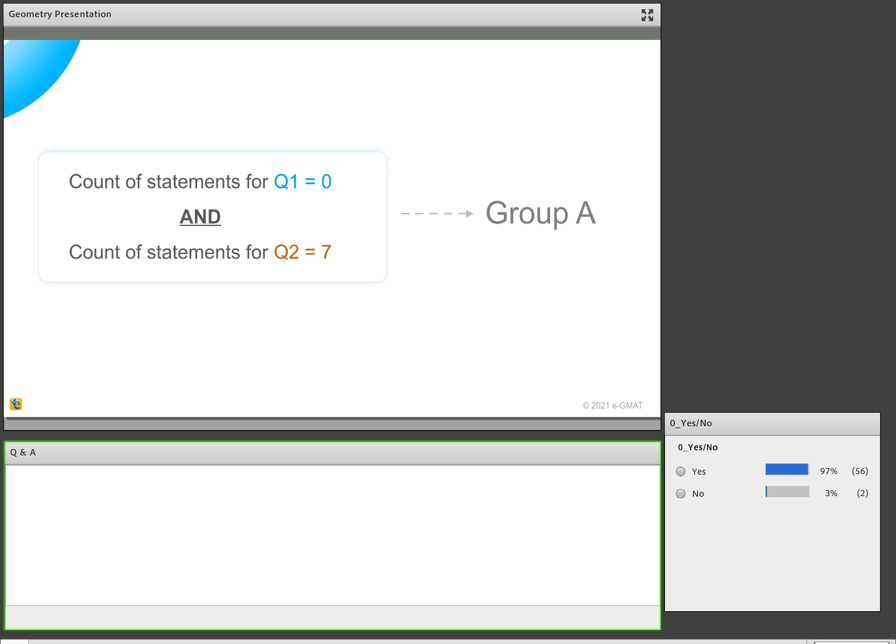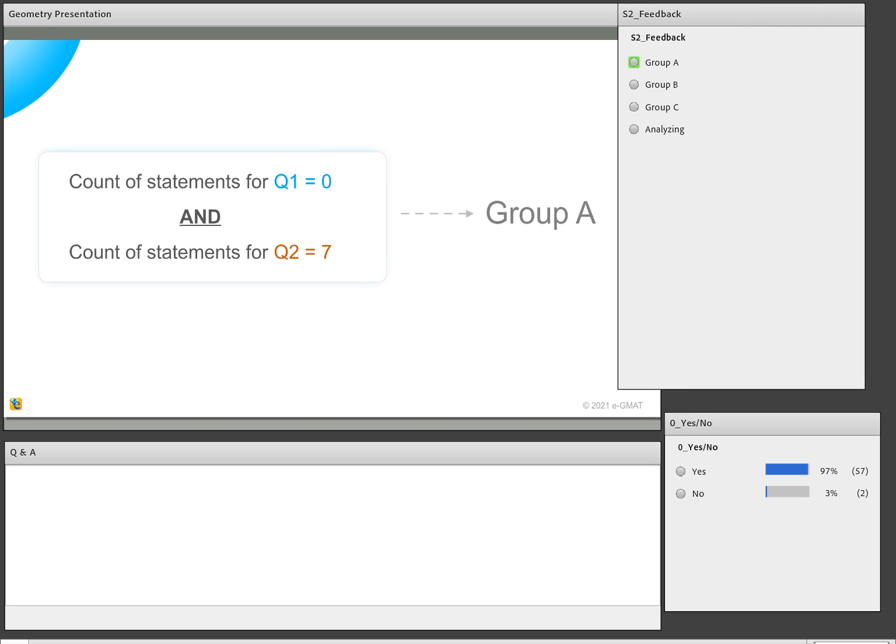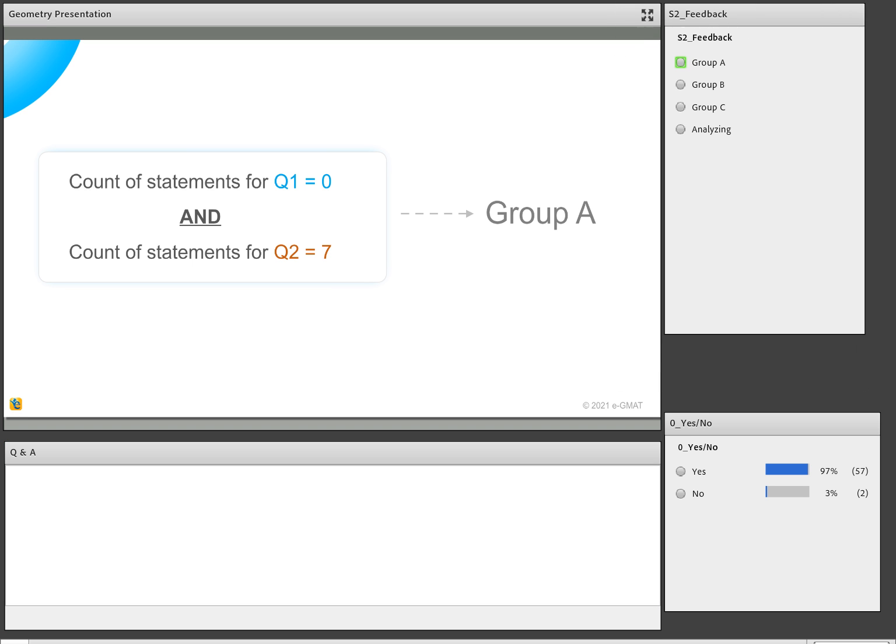And let me do this. I'm also going to get the poll for you to enter your group. S2 feedback. Yeah. So for those of you who are in group A, select group A over here.